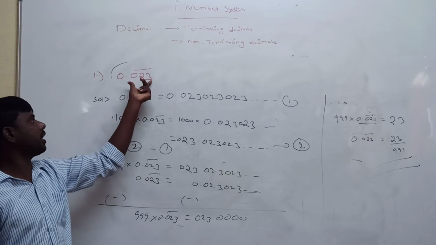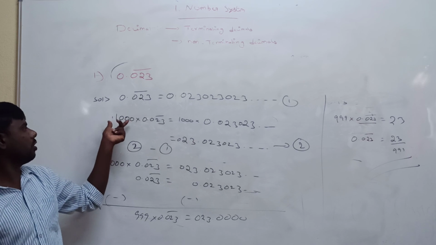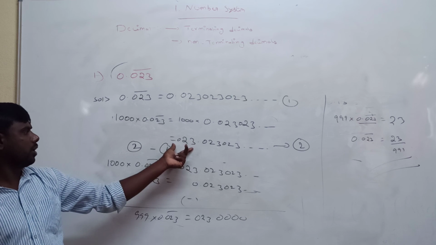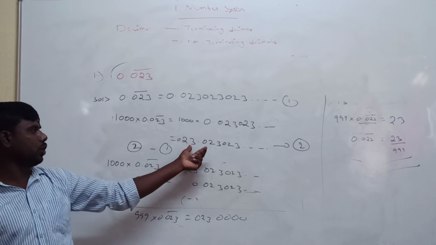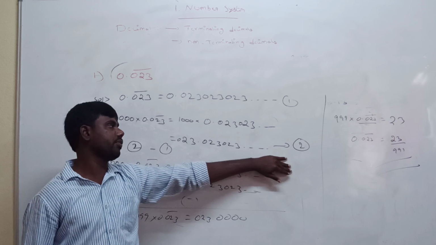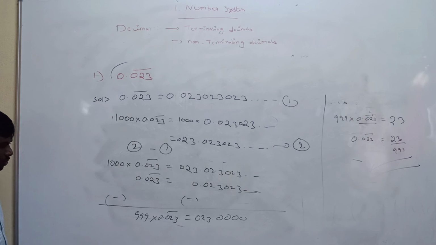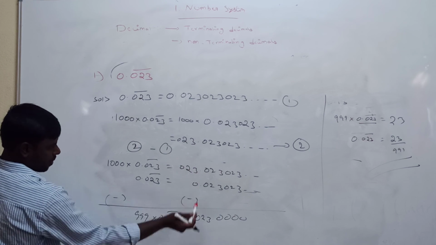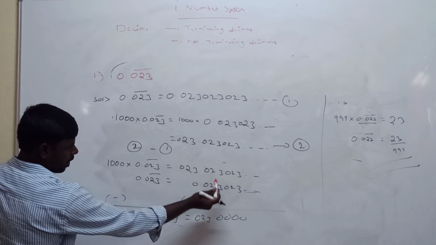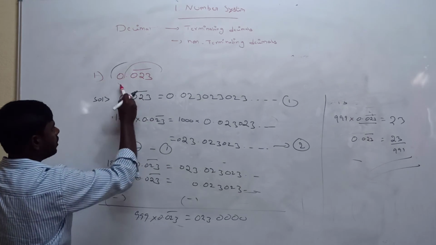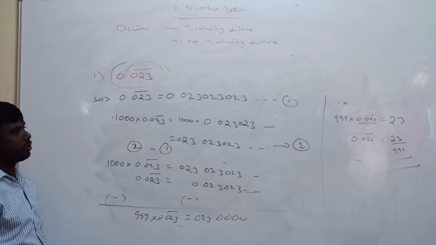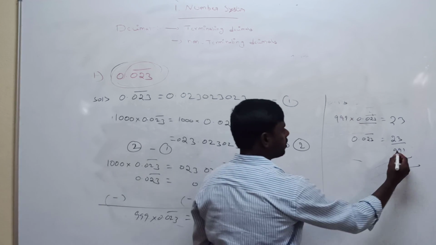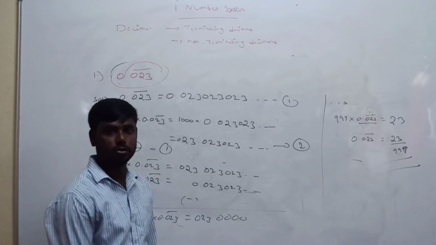The bar lies on the three numbers, so multiply by 1000. 1000 into 0.023 bar values, finally you get 23.023023 and so on. Subtracting equation 2 minus equation 1, finally the answer is 999 into 0.023 bar is equal to 23. So we should calculate 0.023 bar. Finally, 0.023 bar is equal to 23 divided by 999. So everyone understood? Thank you to everyone.